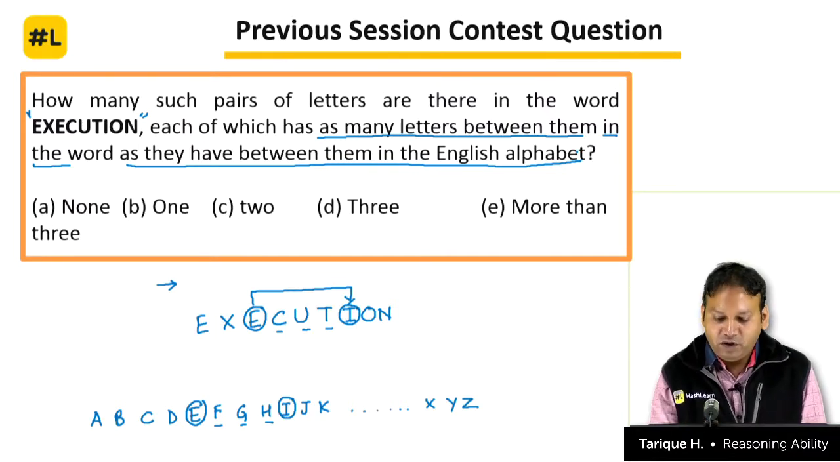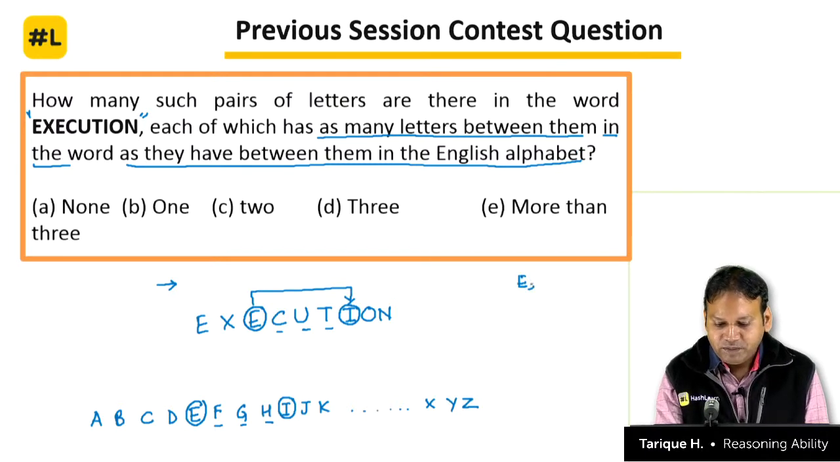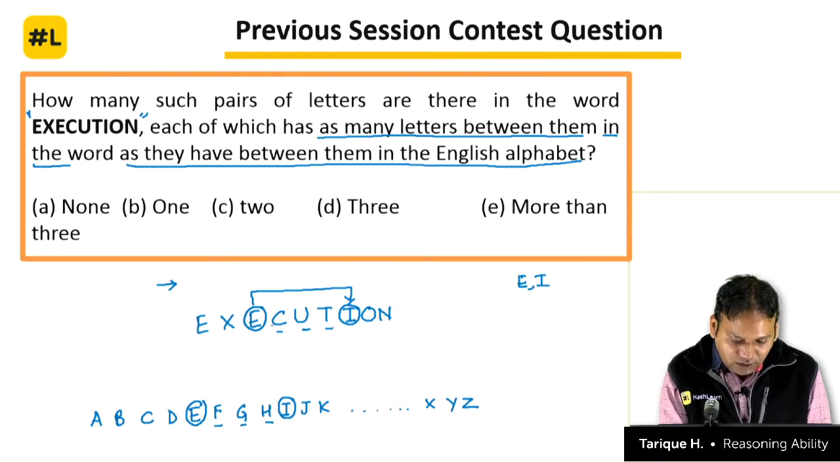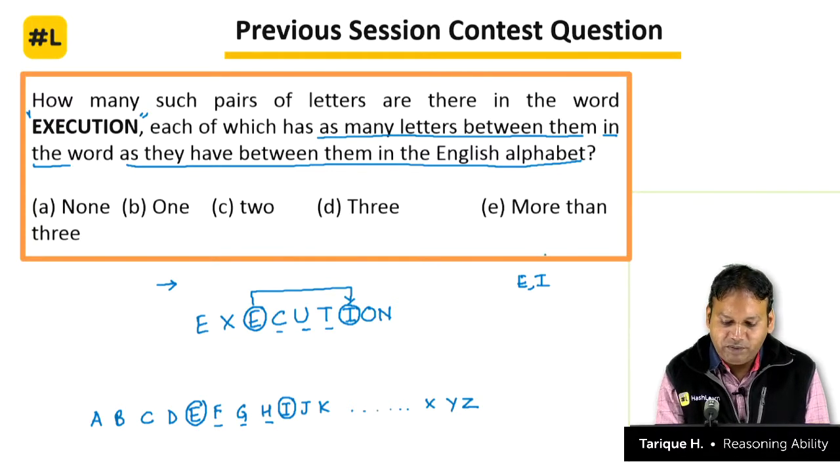So, one pair we have already got, that is E and I, when we are going from left to right. Then we go to C, D, E, F, G, H, we do not have anything here, T, there is nothing bigger than T, I, J. So from left to right only one pair is there.